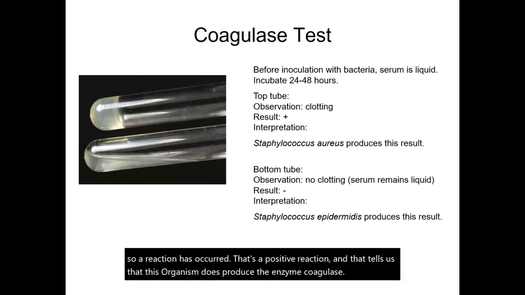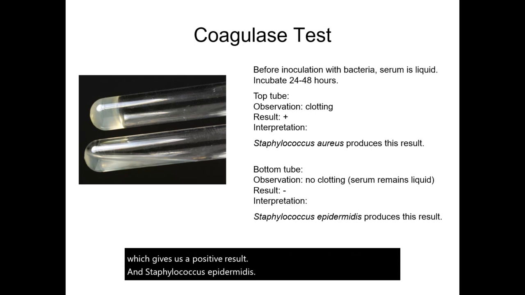So the coagulase test and mannitol salt agar media allows us to differentiate between our two Staphylococci organisms. Okay, so Staphylococcus aureus does have coagulase, so it does form clotting, which gives us a positive result. And Staphylococcus epidermidis does not have coagulase, so it does not cause the media to clot. So we say it is a negative reaction.